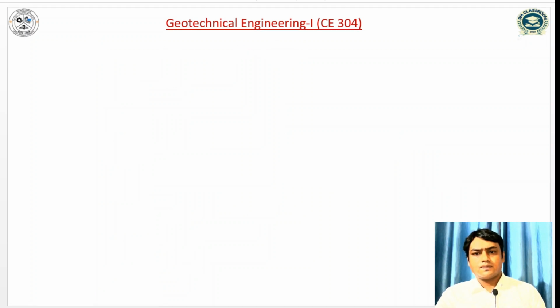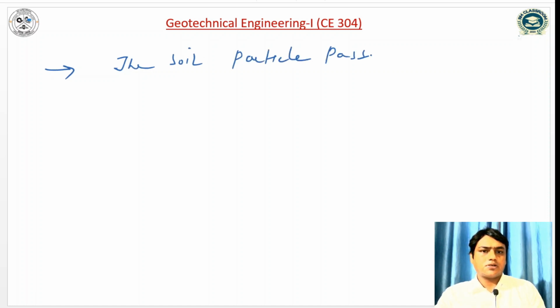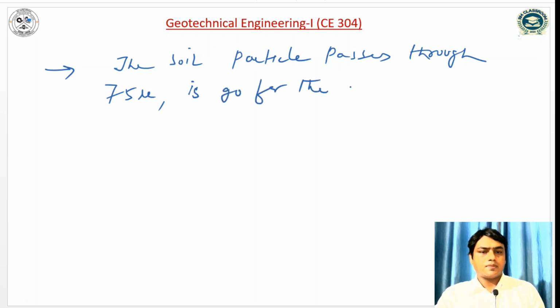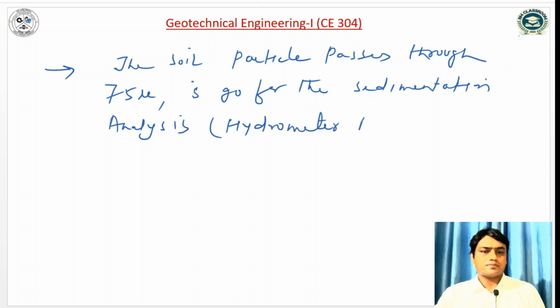So the soil particle that passes through 75 micron goes for the sedimentation analysis, that is also called hydrometer analysis or pipette method.